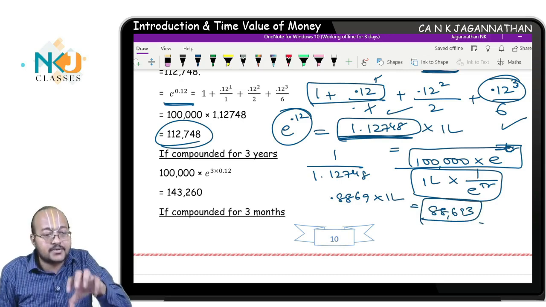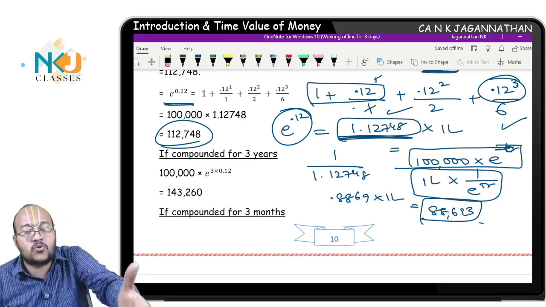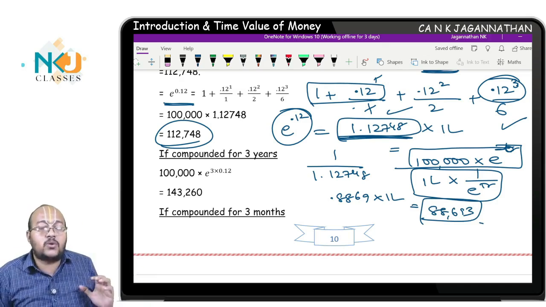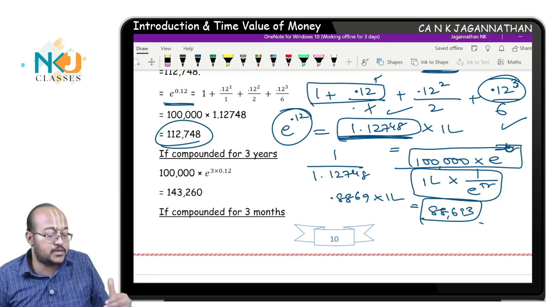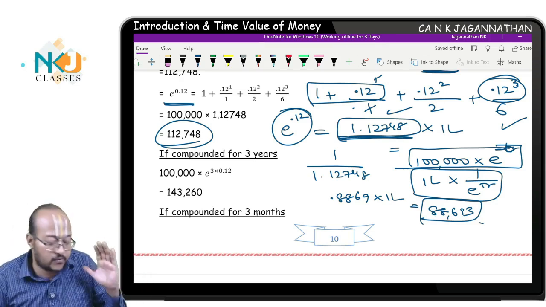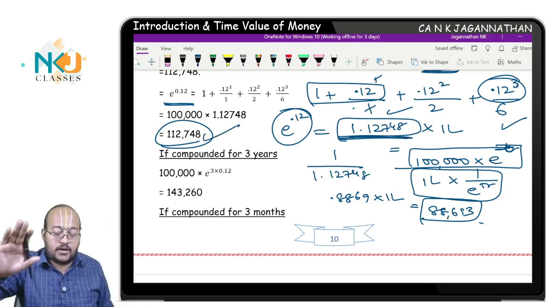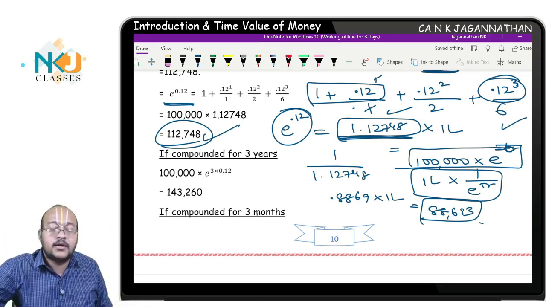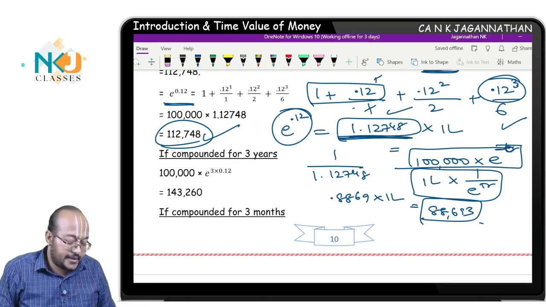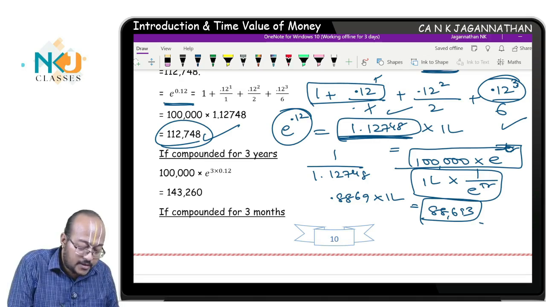This is the present value, if 1 lakh is to be received next year and you discount continuously, you will get 88,693. If you compound today's 1 lakh value to next year's value, you will get 1,12,748. Are you listening? This is how you will compute compounding and discounting using the continuous compounding method.